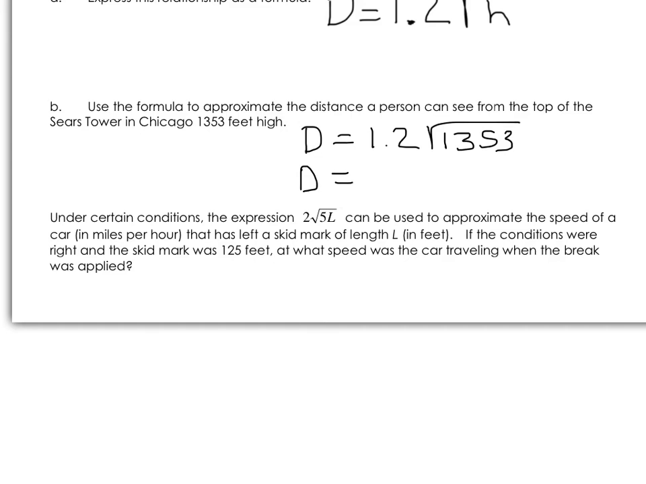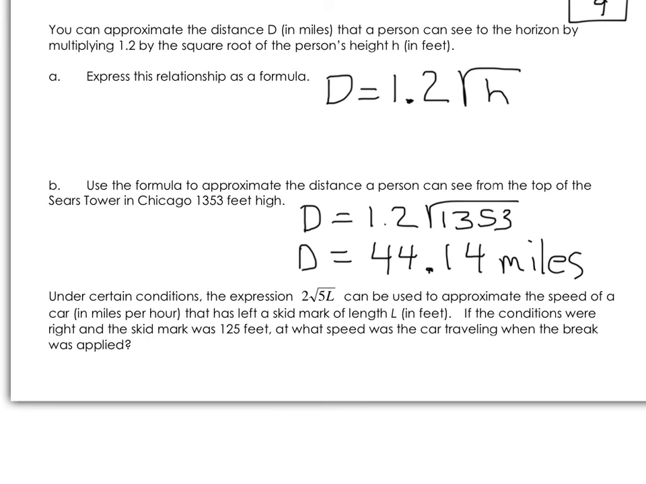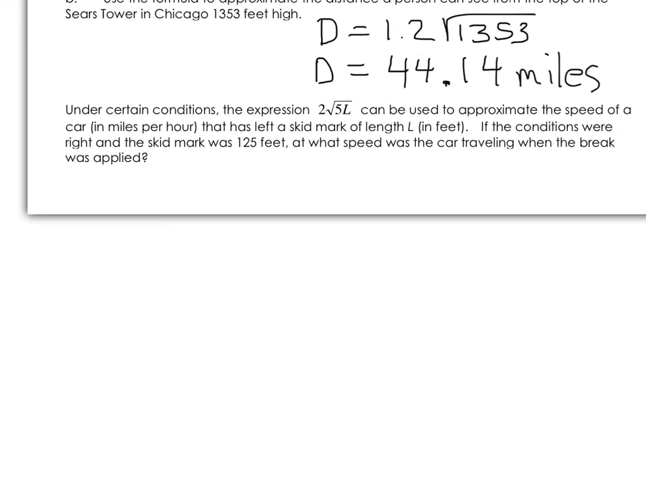Did you get 44 miles? A person can see 44 miles? 44.14 miles? That's a long way. It's probably going to be cloudy and you can't see that far. But if it's not cloudy, you can see that many miles from the top of the Sears Tower.